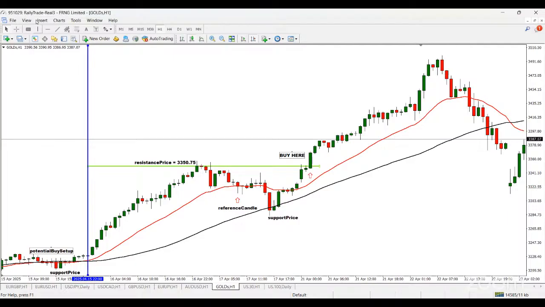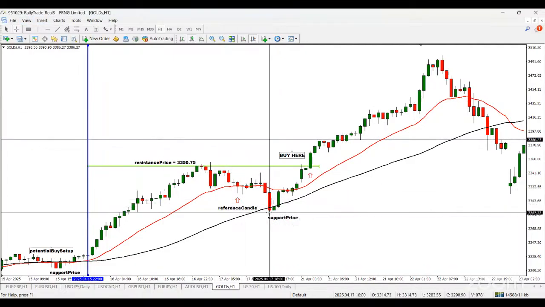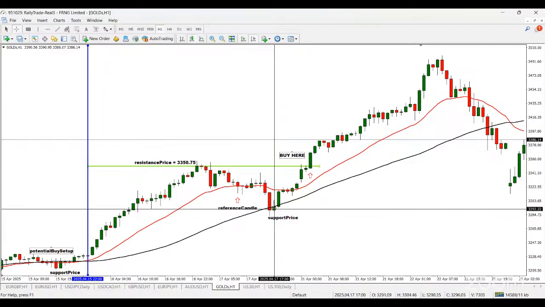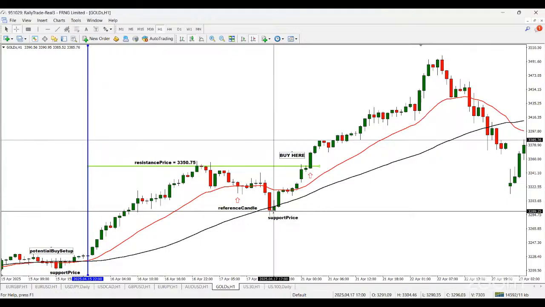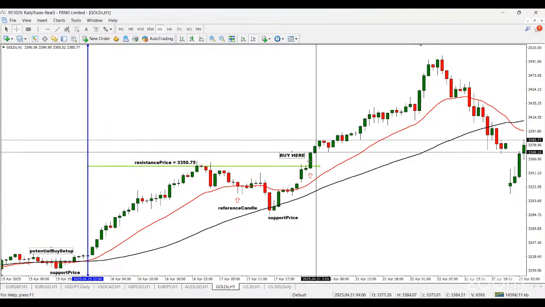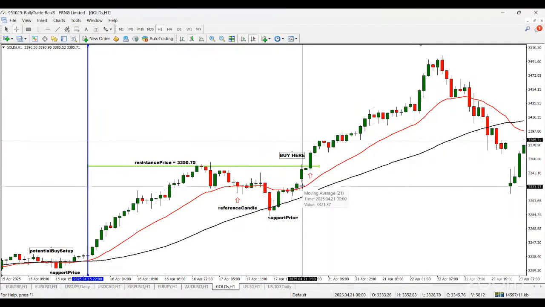What I mean by that is, here I have a red candle close below the moving average, which is 1. Then I have a green candle close also below it or around the moving average, which is 2. As long as it's just 2 candles, I will still place a buy if there's a breakout in the future and this red MA is still above the black.